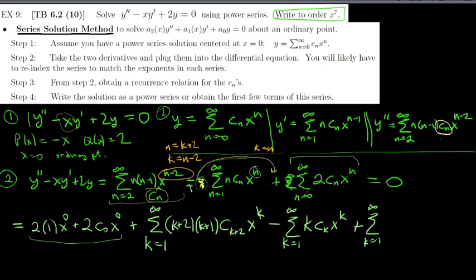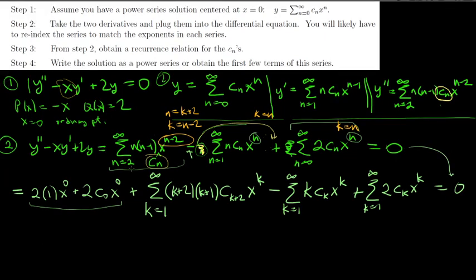So if we're starting at 1, and this is going to be x to the k, and we have x to the n, well, same thing. We might as well just call it k instead of n, to be consistent. So this will be 2 times ck times x to the k. And remember, this still equals 0. But now we can combine all of this into a single series and a single summation.